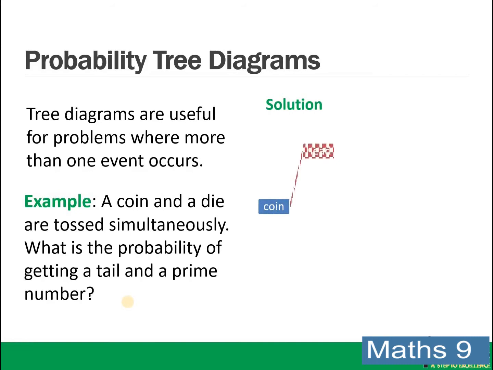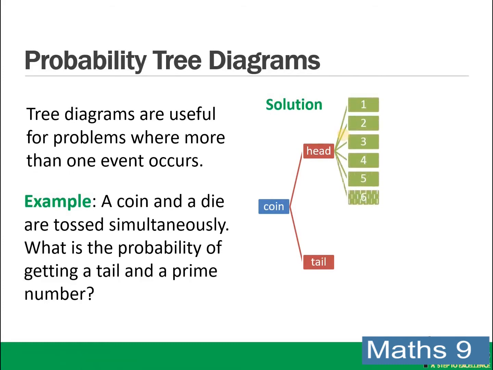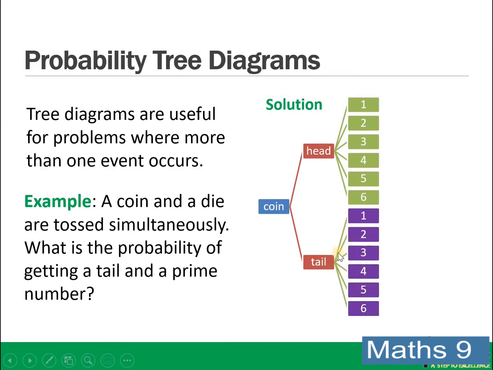Start with the coin. It's either a head or a tail. We then put the dice after the coin. So if the coin was a head, then we look at the options for the dice, which are 1, 2, 3, 4, 5 and 6. And if the coin was a tail, we also then look at the options for the dice, which again is 1, 2, 3, 4, 5 or 6.